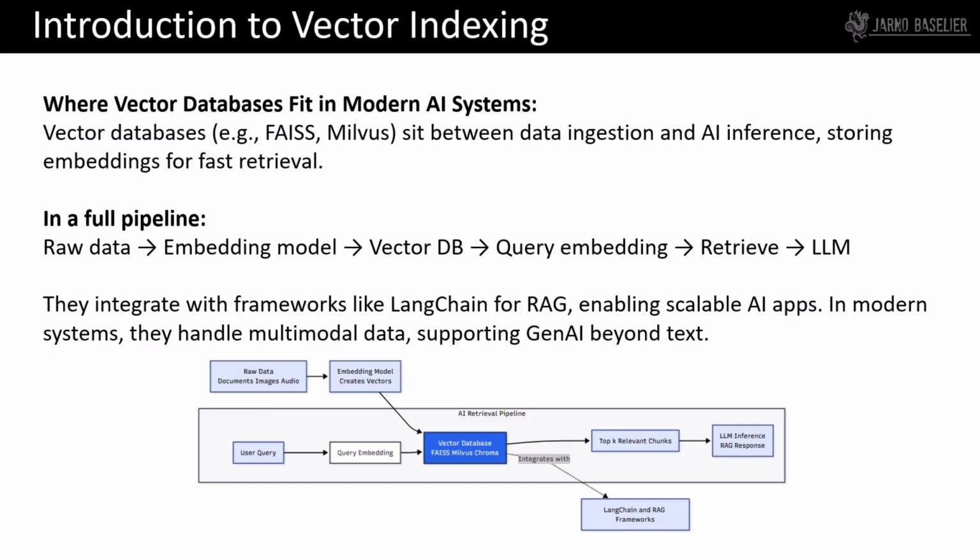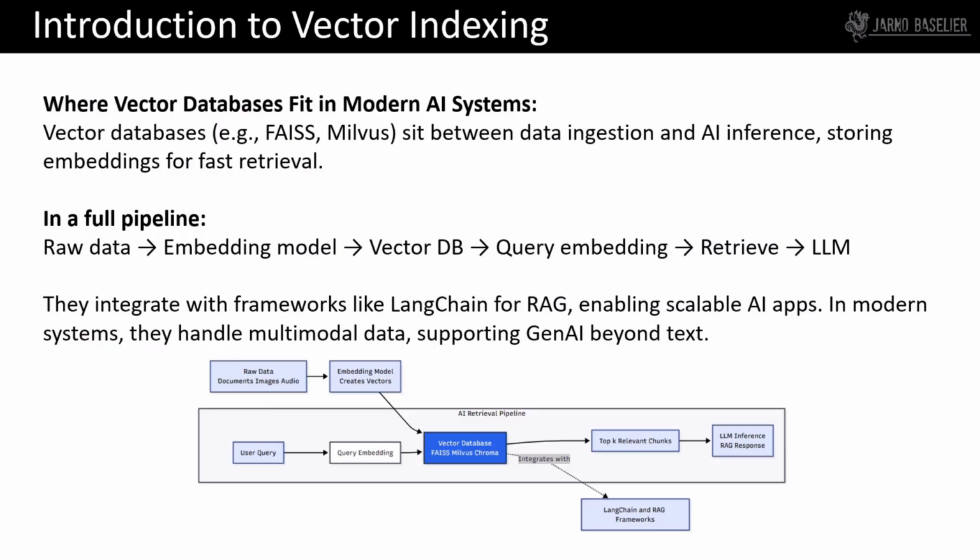So where do vector databases fit in modern AI systems? Vector databases, for instance like FAISS and Milvus, sit between data ingestion and AI inference, storing embeddings for fast retrieval. In a full pipeline we have some raw data, we have an embedding model, then we have a vector database, then we have query embeddings, then we have retrieval, and then we have the LLM. So they integrate with frameworks like LangChain for RAG, enabling scalable AI applications, and in modern systems they handle multi-model data, supporting Gen AI beyond text.